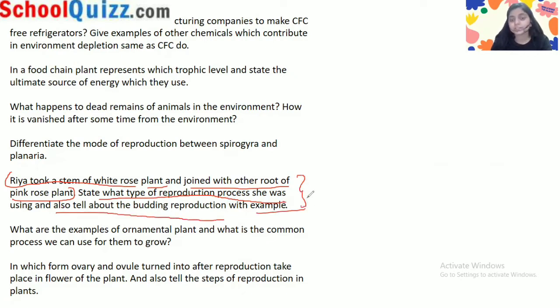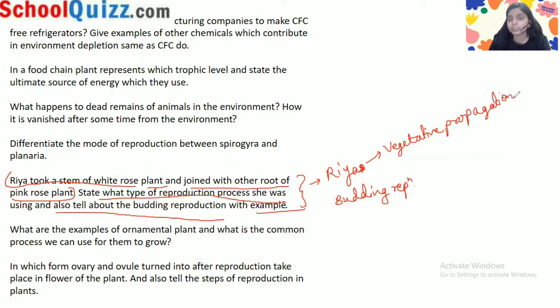Okay, so here you can see that there are two parts of the question. First, what is Rhea doing? And secondly, the question is asking about budding reproduction. Right, so Rhea is using the vegetative propagation method. And in our biology, vegetative propagation is a part of asexual reproduction.